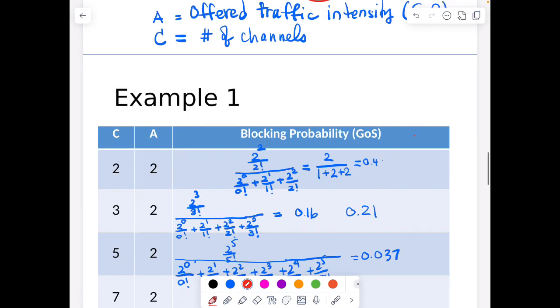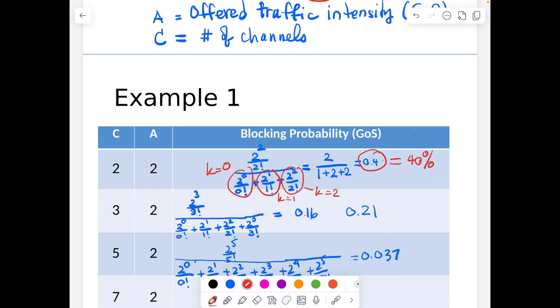So first, this is when k equals 0. So you get 2 to the power 0 divided by 0 factorial. And then you go to k equals 1, right? So 2 raised to power 1 divided by 1 factorial. And you stop when k equals 2, or k equals c. So the denominator consists of 3 terms. And when you do the computation, it's 0.4. That means the chance of getting call blocked is 40%, right?